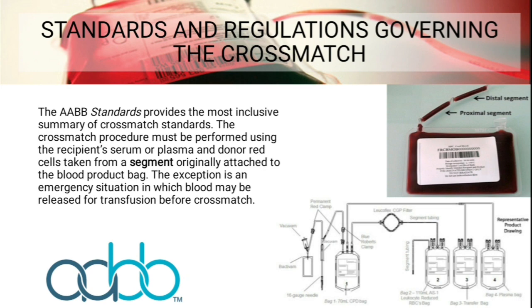So the cross-match defined by the AABB standards is a technique that shall use methods that demonstrate ABO incompatibility and clinically significant antibodies to red cell antigens and shall include an antiglobulin test. Again, an exception is provided. So if no clinically significant antibodies were detected in the current sample or in the patient's past records, an immediate spin cross-match is permitted to fulfill the requirement of detecting ABO incompatibility. So these pictures on your right show the actual segment of a blood product.